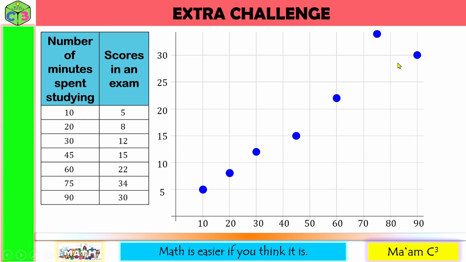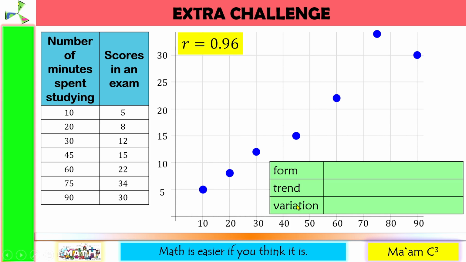to the right. Now let us say we already know how to compute for the value of r, and the value of r of this scatter plot is 0.96. Now let us determine the form, the trend, and variation. The form, as you can see, a trend of line, therefore this is linear. For the trend, since this is positive and the line rises from left going to the right, so this is positive. And for the variation, 0.96 is in between 0.5 and 1, so we have a strong positive correlation.